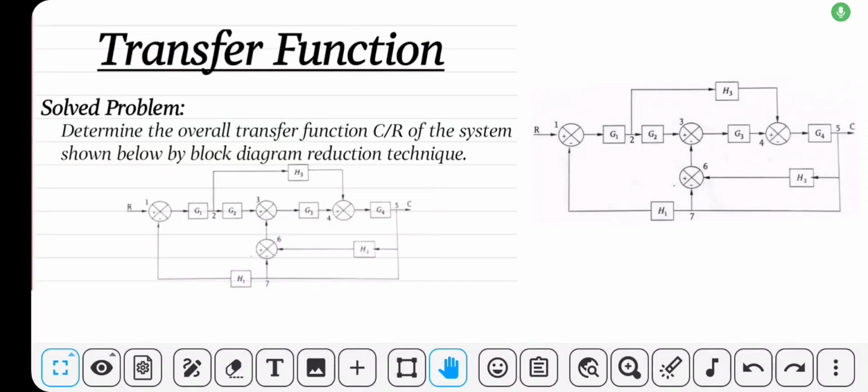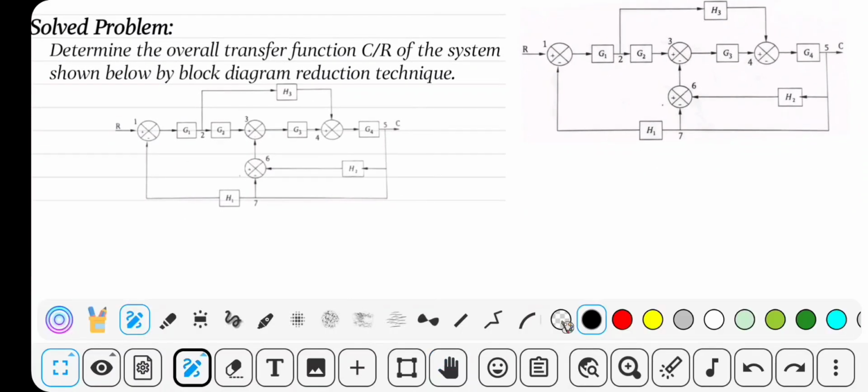In this video, I'm going to teach you how to solve this question. So I had to bring out the diagram again because this one is not so clear. The question says determine the overall transfer function C over R of the system shown below by block diagram reduction technique. Solution.